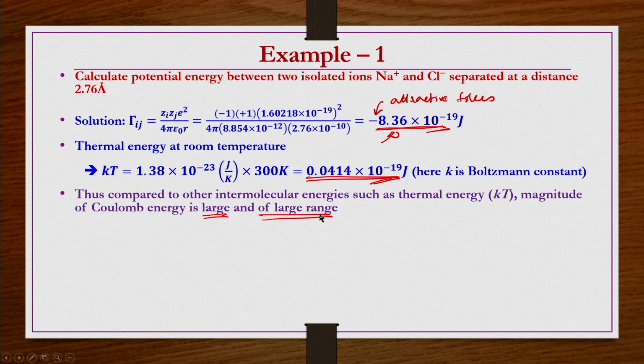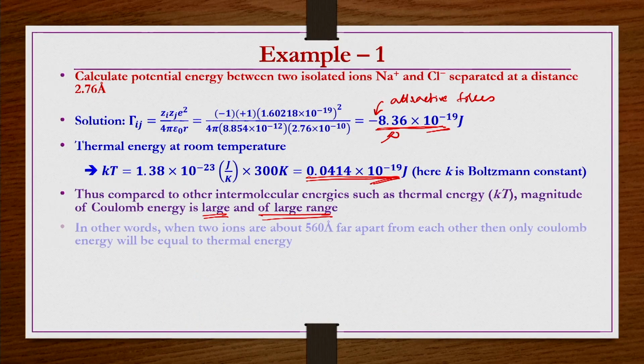What does it mean by large range? At 2.76 angstroms, we have an attractive energy of 8.36 × 10^-19 joule. But if you increase this distance gradually, what happens? This gradually decreases, but it still will be there for long distances. That is what we mean by long range.